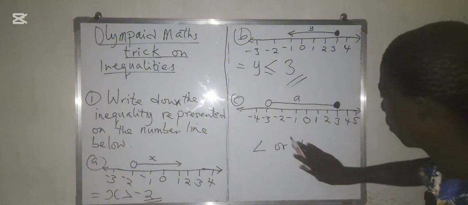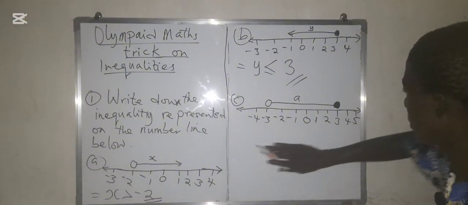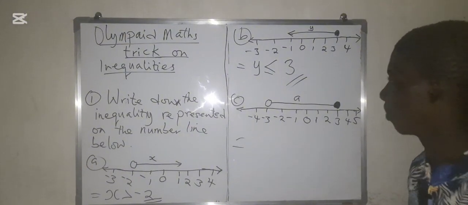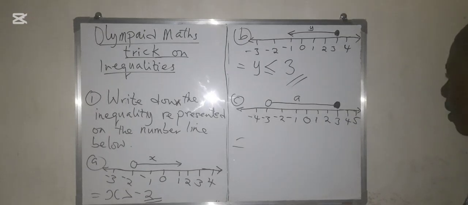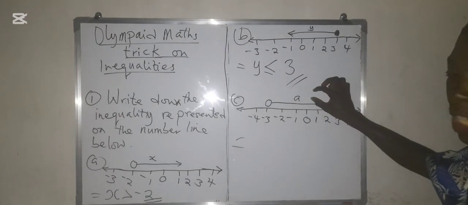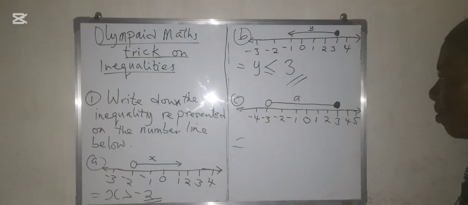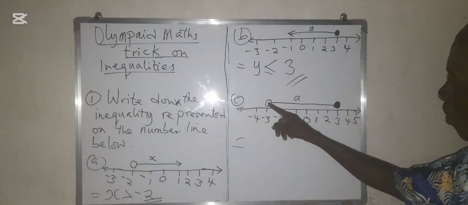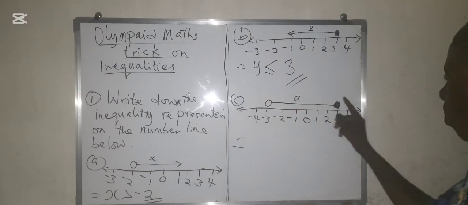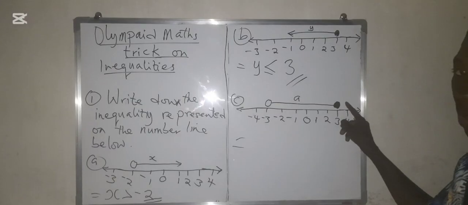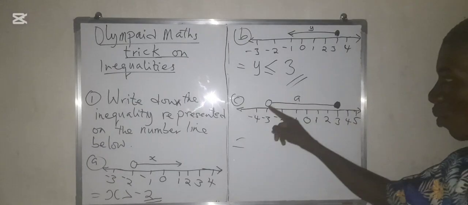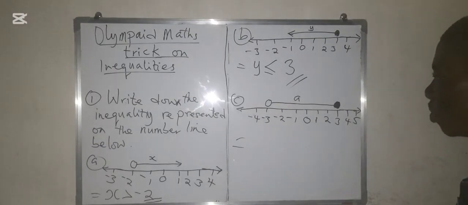Now let's move to the last one. This time around, the variable that is used is a. And again, the first ring is not shaded, while the second ring is shaded.